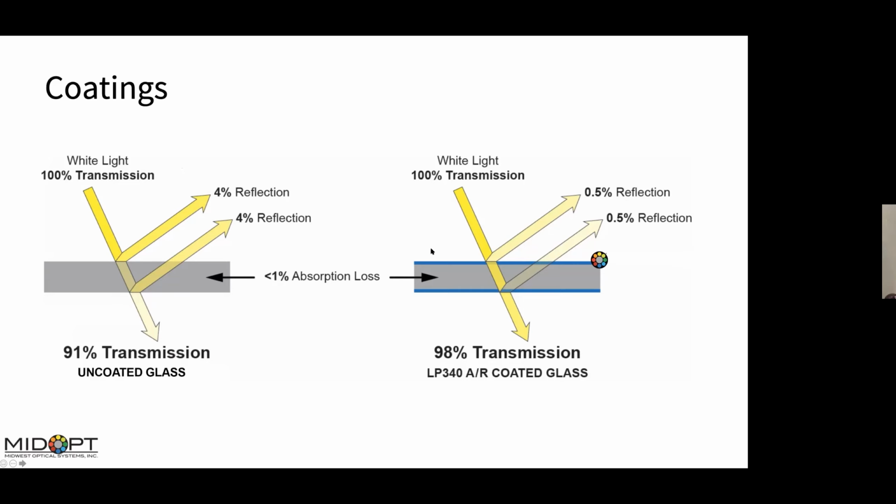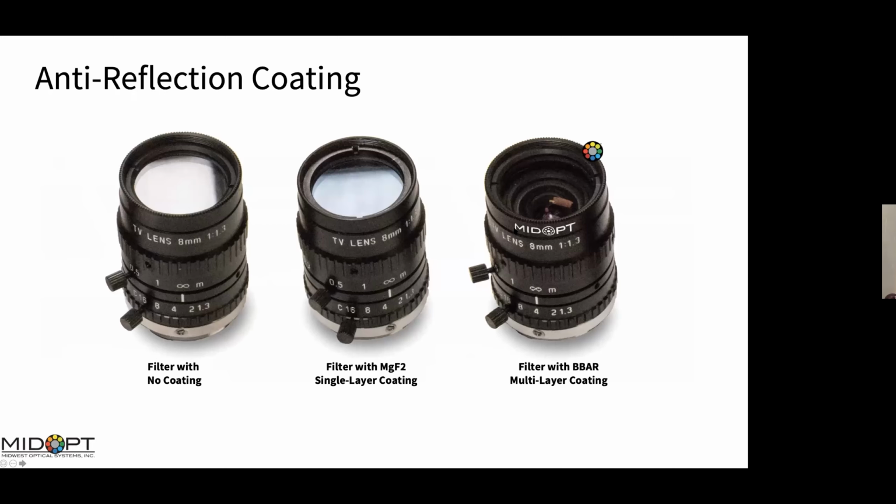So this is important, again, when you're using a filter to block ambient light, but also to improve the efficiency of your intended inspection light source. You want to capture as much of that light as possible. And so an AR coating that's applied will help to reduce that loss of light that can potentially happen.